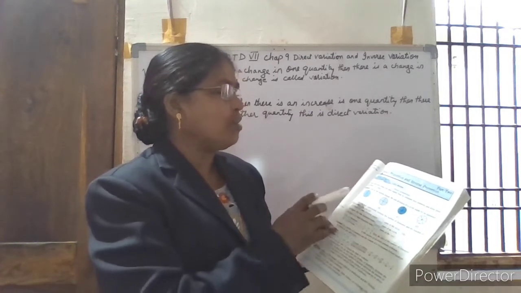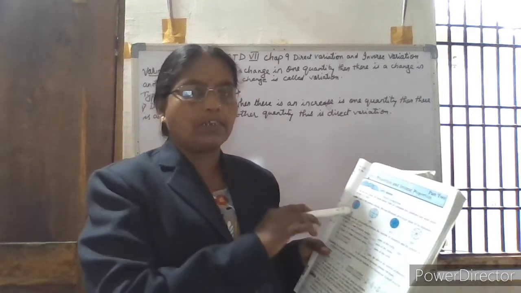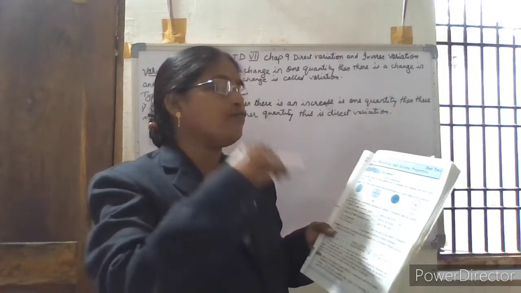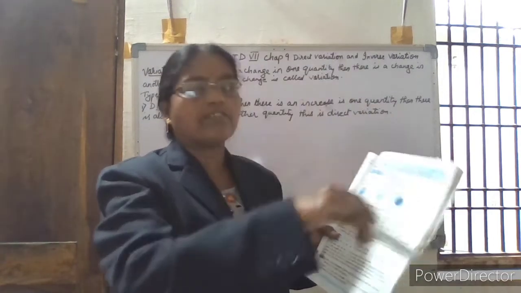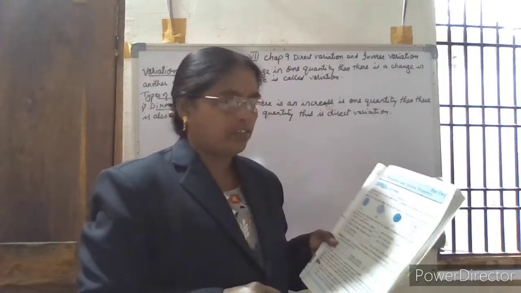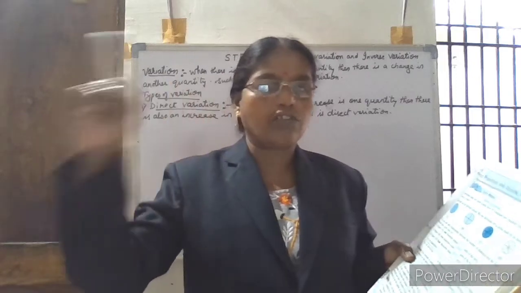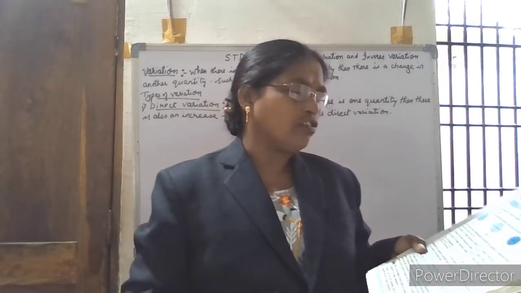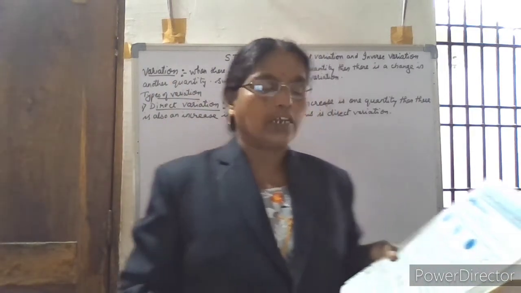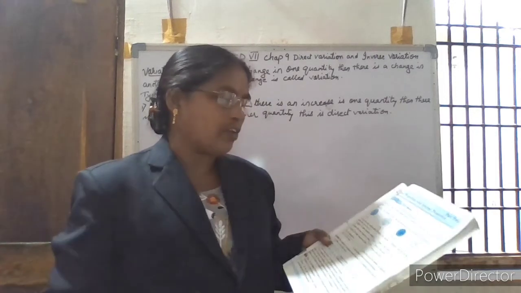So you can see when the number of diameters increases, the number of parts in the circle also increases. So when one quantity increases, the other quantity also increases. Such a change is called direct variation. So this is an example of direct variation.